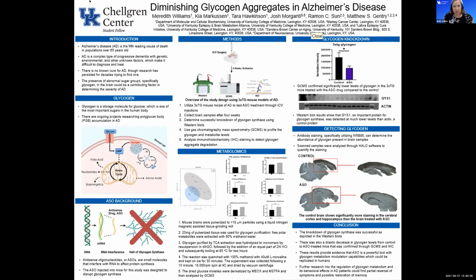Meredith, can you tell us if there was anything about your research that really surprised you or that you weren't expecting to find out? That is a good question. I think what was most surprising about my research was in the metabolomics portion. We tested for more metabolites than just the ones involved in the glycogen pathway. And even those levels were decreased compared to the control, which I thought was interesting.